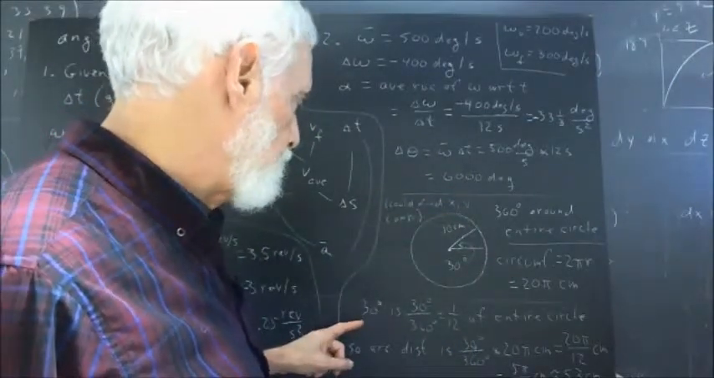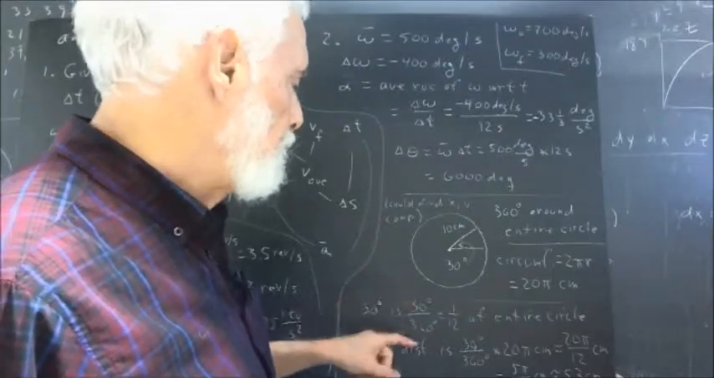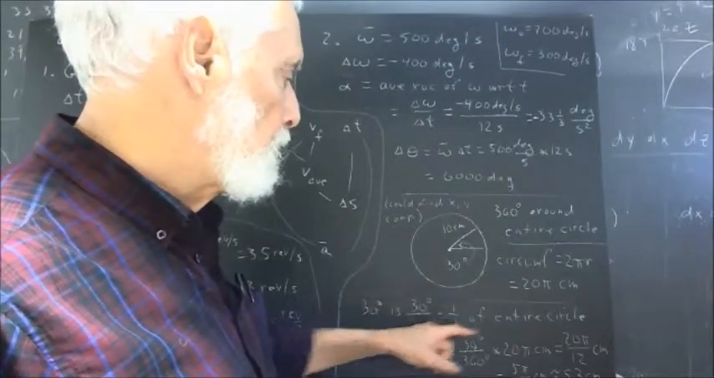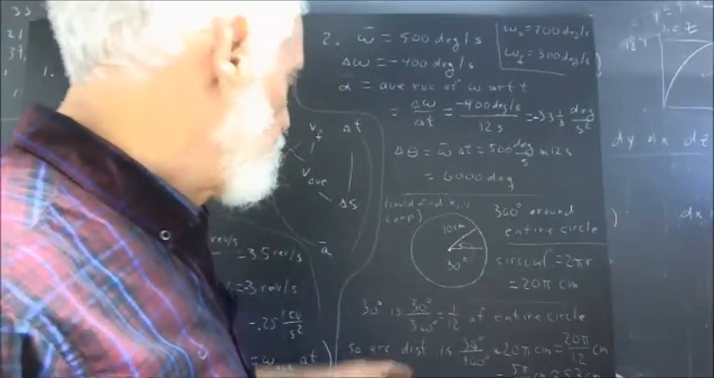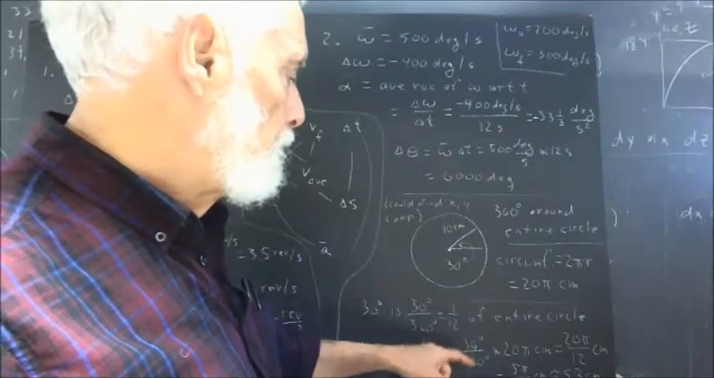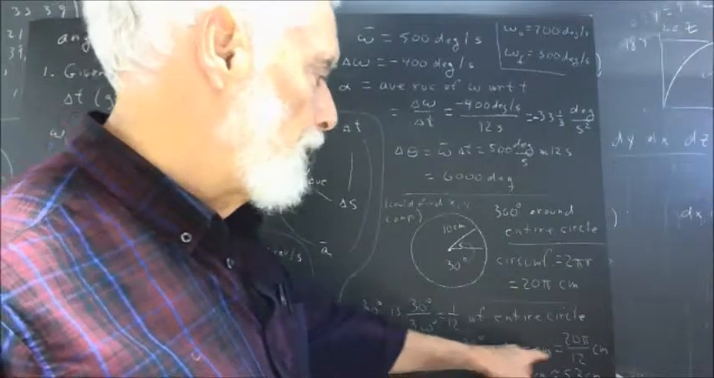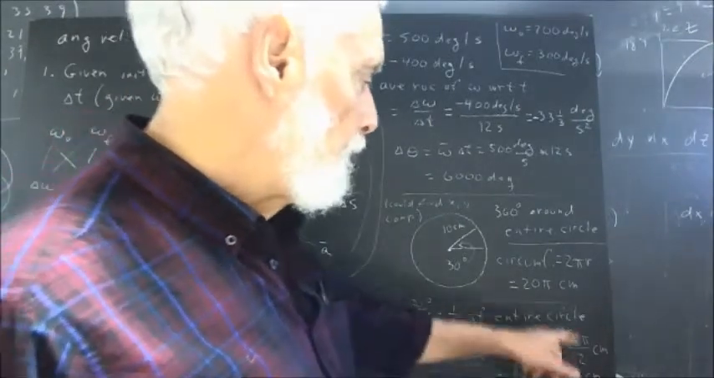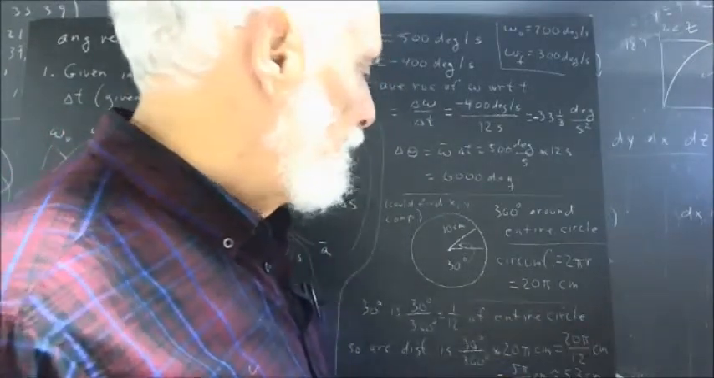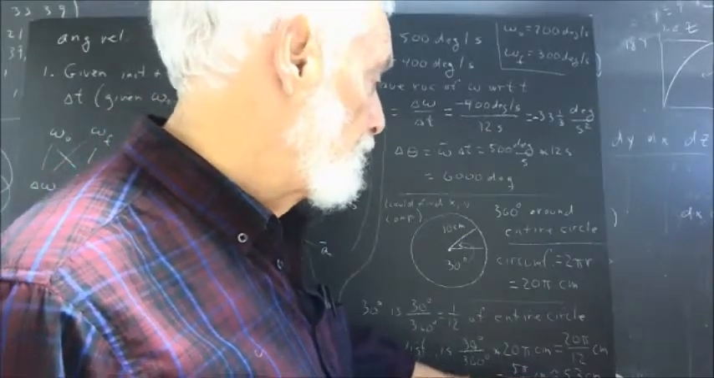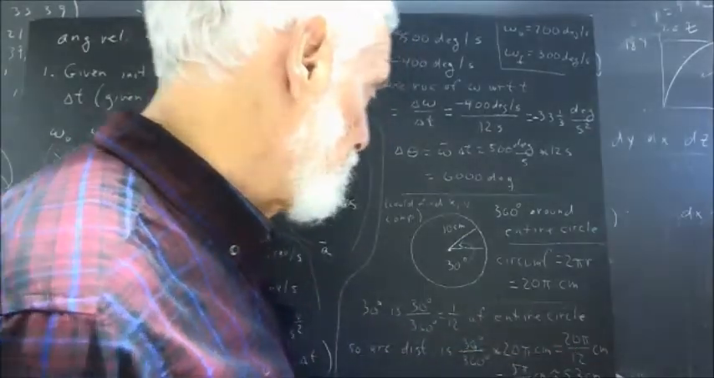Down here I say 30 degrees is 30 degrees over 360 degrees, or 1/12 of the entire circle. So the arc distance is 30 degrees over 360 degrees, which is 1/12, times 20 pi centimeters, or 20 pi over 12 centimeters, and that reduces to 5 pi over 3 centimeters, and that's about 5.3 centimeters.